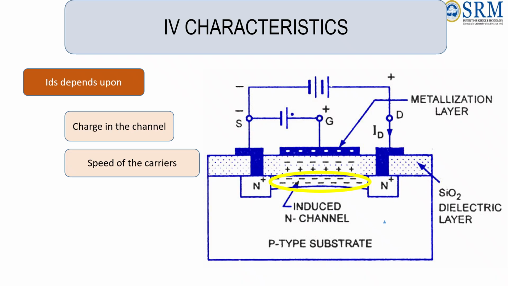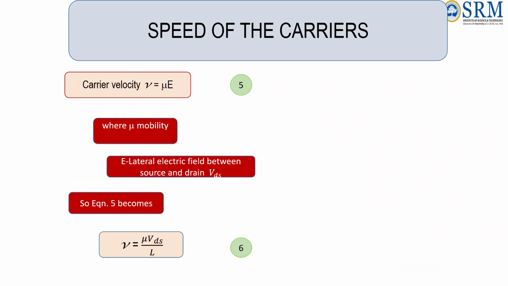So far, we have discussed how the drain to source current will change. When it is in the linear region, it will increase with VDS, and when it is in the saturation region, IDS will be constant irrespective of any changes in VDS, and when the operation is in the cutoff region, IDS will be 0. Now, we'll go ahead and derive the IV characteristics equation. So, IDS depends upon charge in the channel and speed of the carriers.